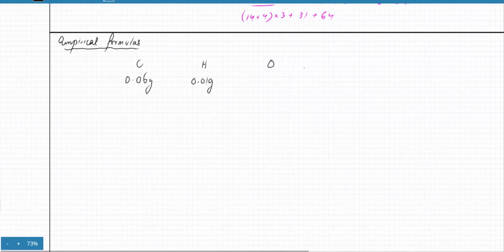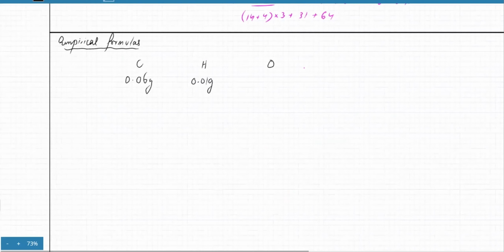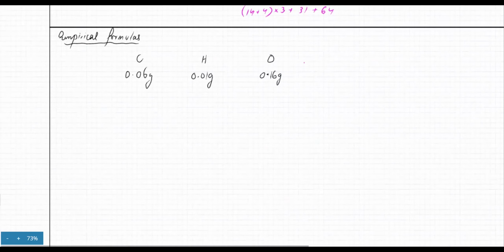And the last one is oxygen, that is provided as 0.16 grams. That's also given. As a first thing, how do you find the empirical formula? There are just two steps. The first step is to calculate moles. How do you calculate moles? Mass divided by AR. So 12, divide by 1, divide by 16. So step number 1 is divide by the AR.